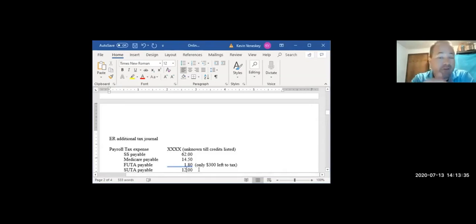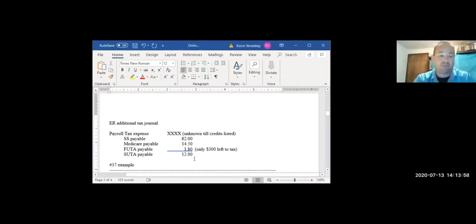Now I've calculated all 4 taxes. I can then enter in what my X is. So I'm going to add up the $12 plus the $1.80, plus $14.50, plus the 62 bucks. And my debit, when I'm ready to enter it, our X number here is $90.30. That would be our debit to this entry. That's how much in total taxes I paid, in addition to what the employee paid.